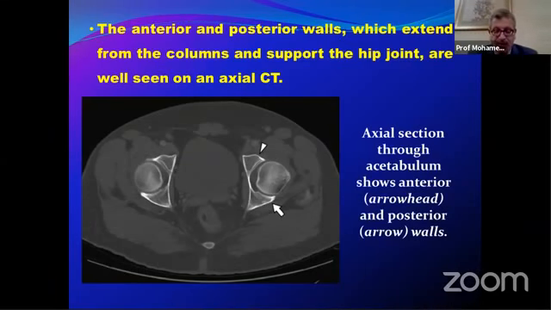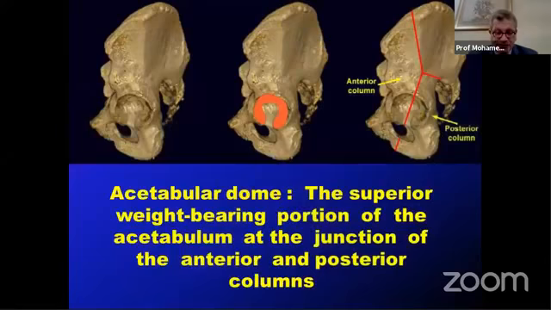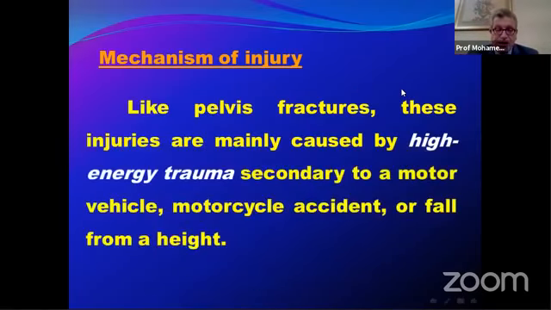Of course, the best way of diagnosis and classification of acetabular fractures is CT and three-dimensional CT. The acetabular dome is the superior weight-bearing portion of the acetabulum, at the junction of the anterior and posterior walls. So I have the anterior wall and the posterior wall, which unite to form the dome of the acetabulum. What is the mechanism of injury of the acetabulum?